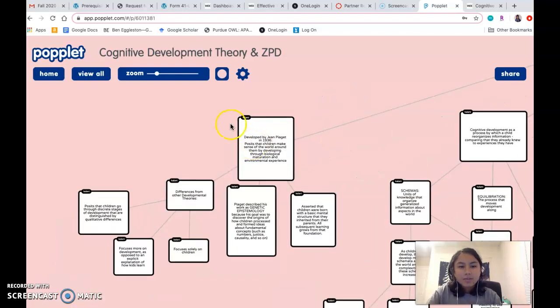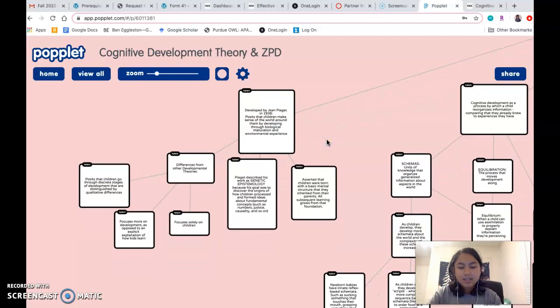The cognitive development theory was developed by Jean Piaget in 1936. It posits that children make sense of the world around them by developing through biological maturation and environmental experience. So essentially, this theory asserts that children are born with a basic mental structure that they inherited from their parents, and then all subsequent learning grows from that foundation.